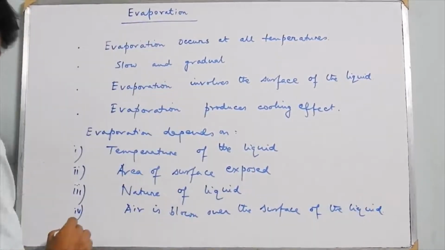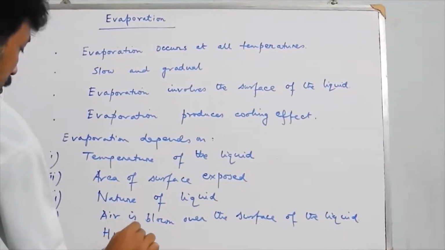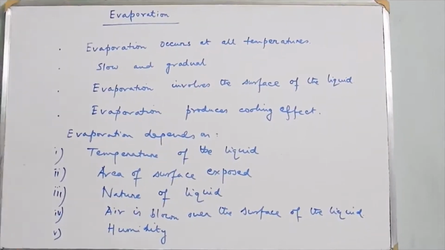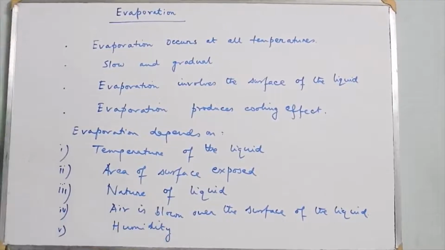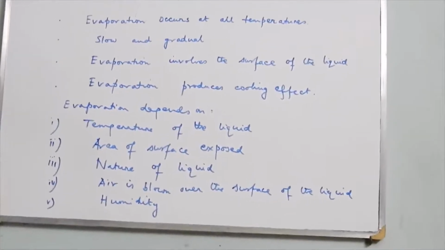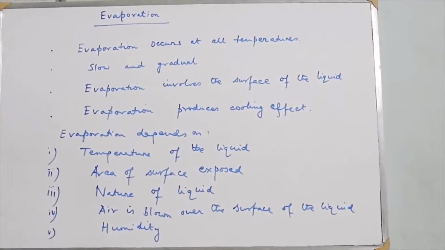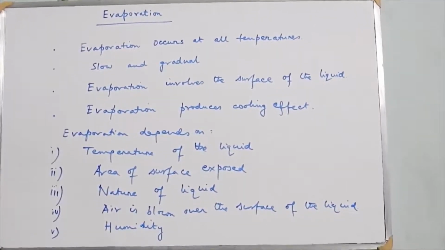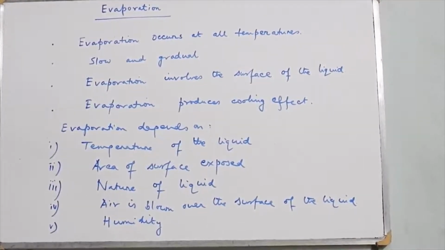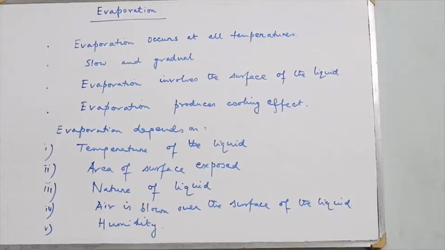And the last factor on which evaporation depends is humidity. Liquids evaporate at a very slow rate if the weather is very humid. So humidity will definitely decrease the rate of evaporation. In dry weather, clothes will evaporate at a very fast rate, whereas in humid weather or in the rainy season, clothes will dry at a very slow rate. So an increase in humidity will definitely decrease the rate of evaporation. These are more or less some factors on which evaporation depends.